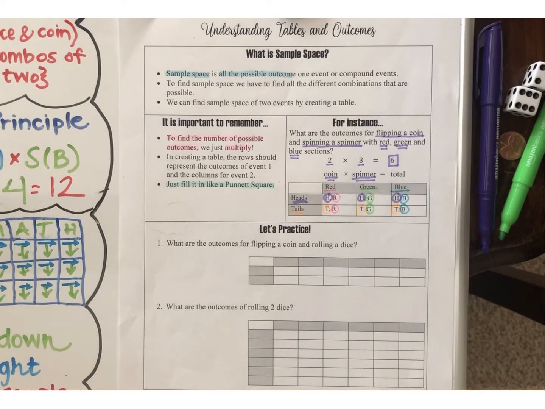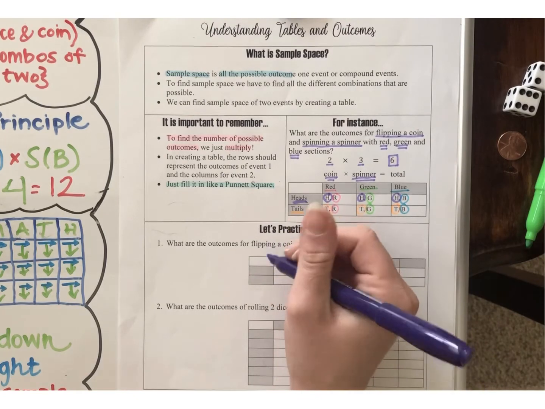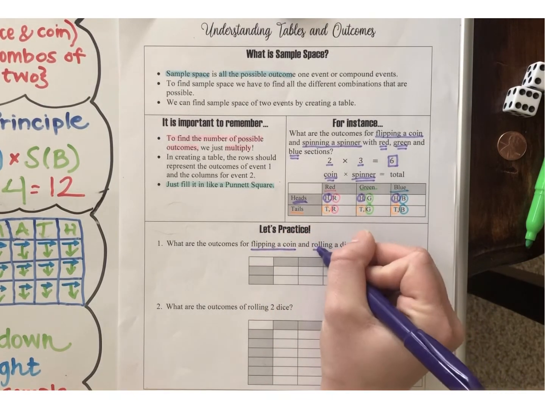Moving on to the Let's Practice section, here I've only given you the question and I have not filled out the table for you, and we're going to do that together. The first question reads, what are the outcomes for flipping a coin and rolling a dice? Remember, we're going to start by looking at the 2 things that are happening. We are flipping a coin and rolling a dice.